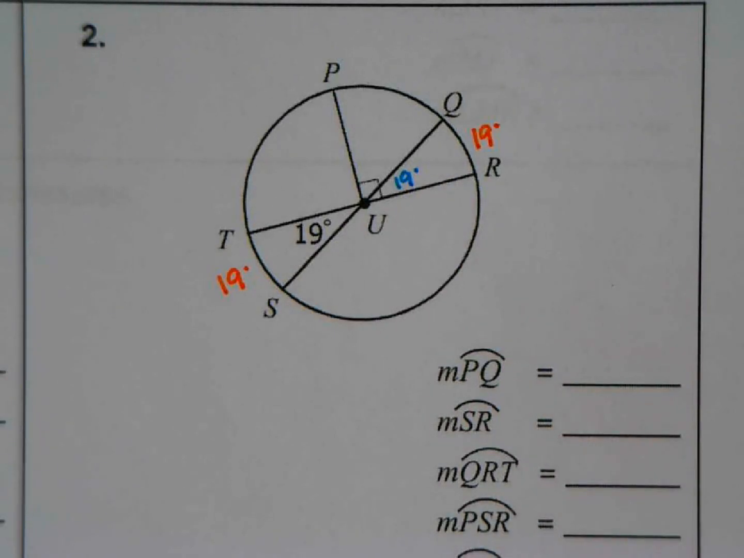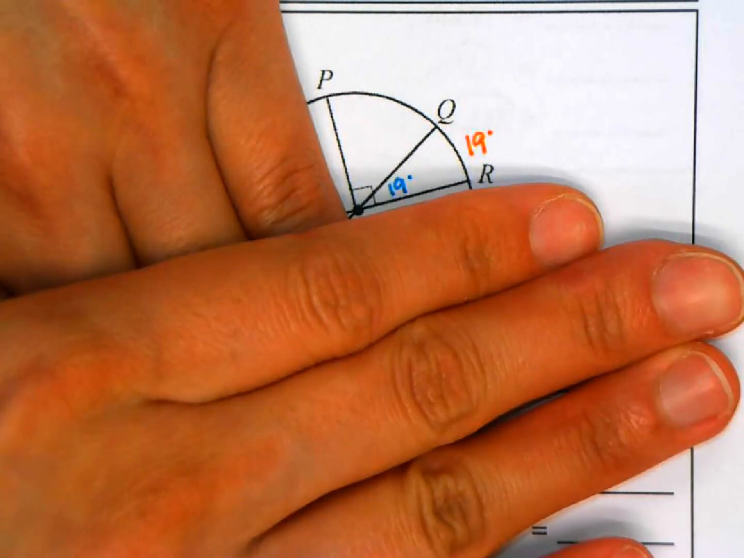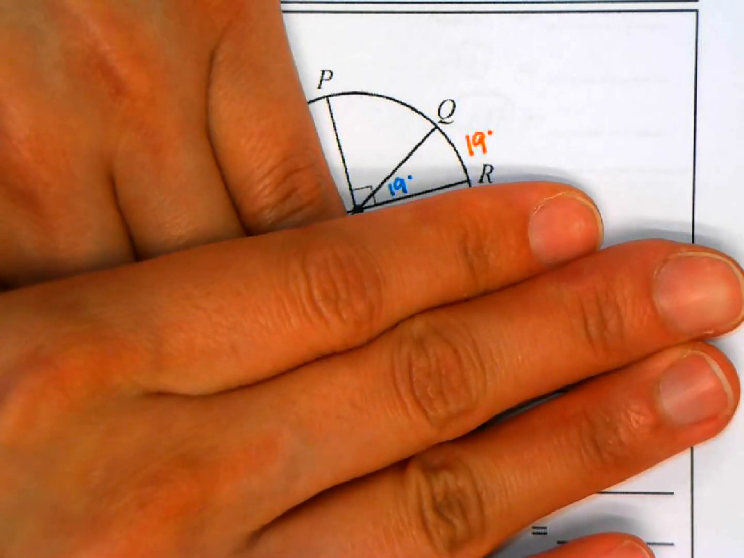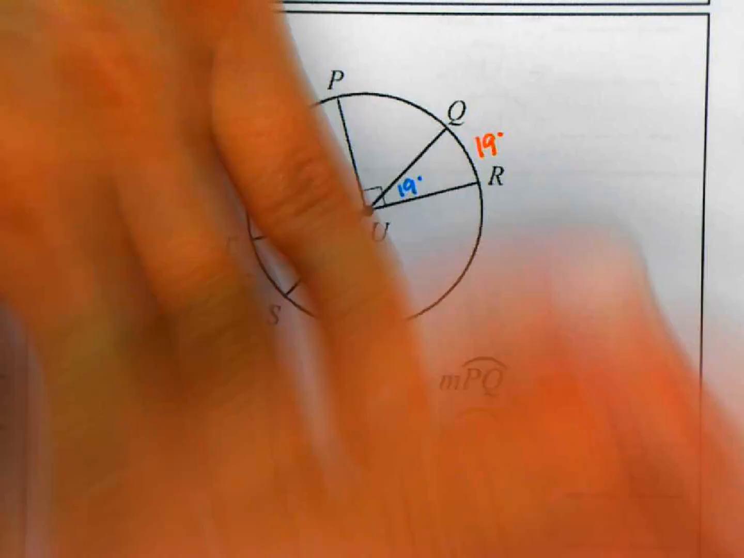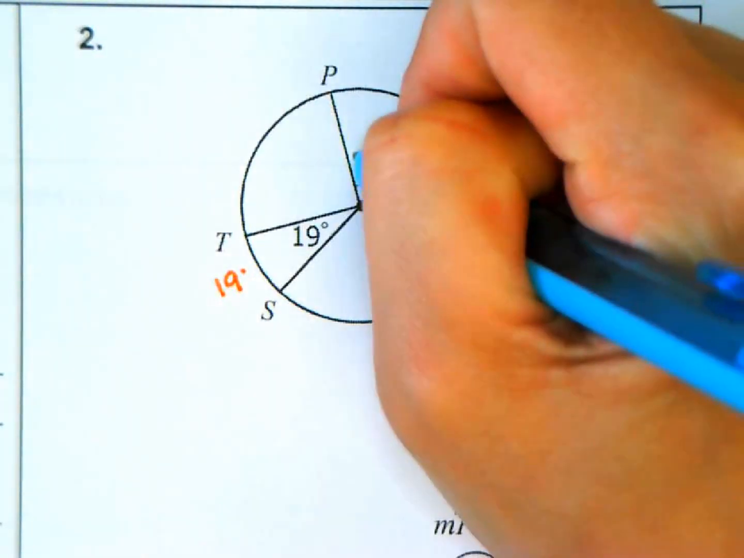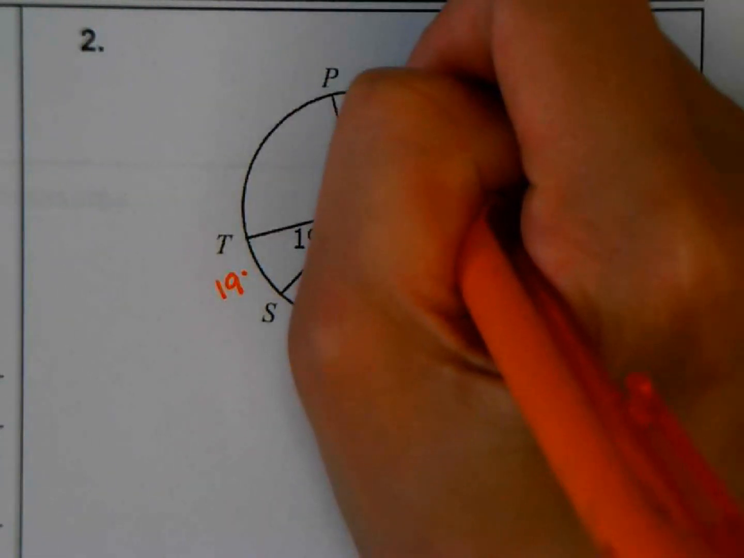Okay, folks, that's a right angle. What's the measure of a right angle? 90. So if I do 90 minus 19, yeah, 71. And so the angle and the arc will match.